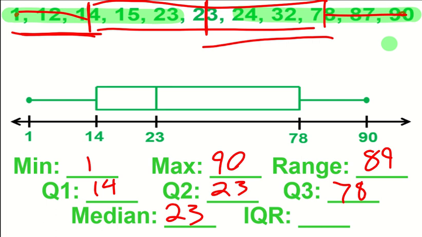That makes sense? So what's my interquartile range? Who can tell me that? Jacob? 64 is correct. Interquartile range is Q3 minus Q1. So it's the upper median minus the lower median. All right, so in this case, 78 minus 14. Any questions on that?